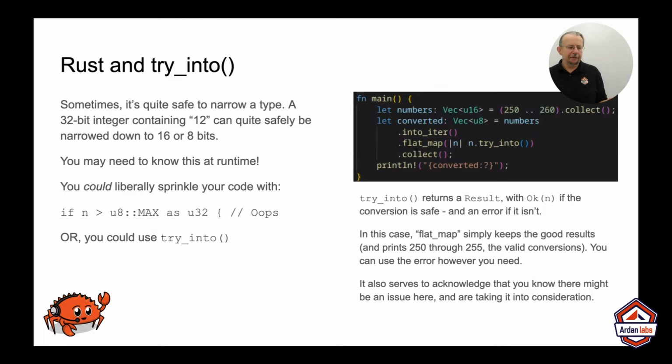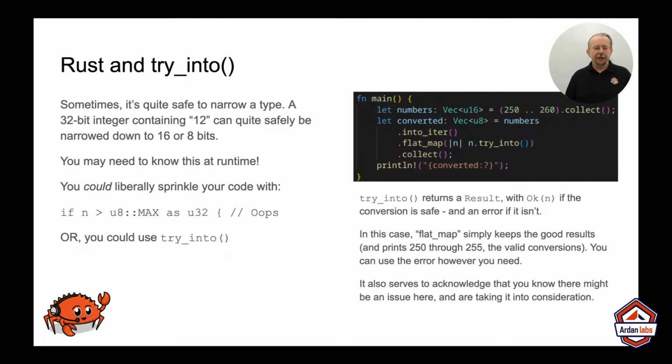I know Rust complexity can be a little overwhelming sometimes, but it's often because of cases like this where into only provides the safe ones, but sometimes it's safe, sometimes it's not. So you have a 16-bit number that is 250. It can be converted into a U8. You have a 16-bit number that's 260. Well, it's not going to fit into a U8.